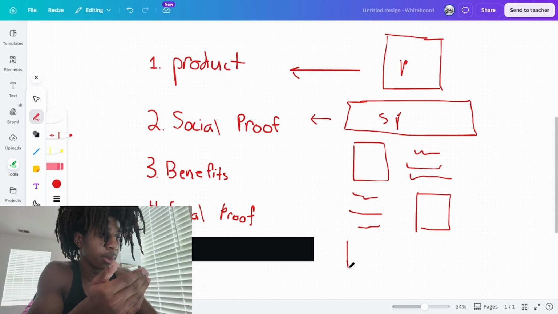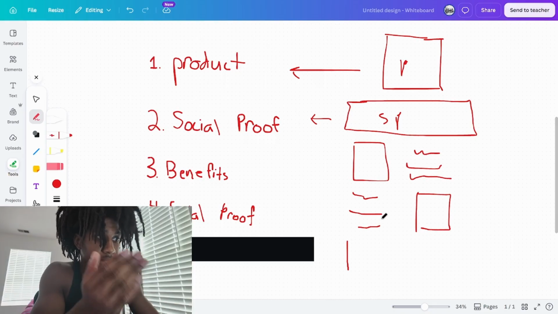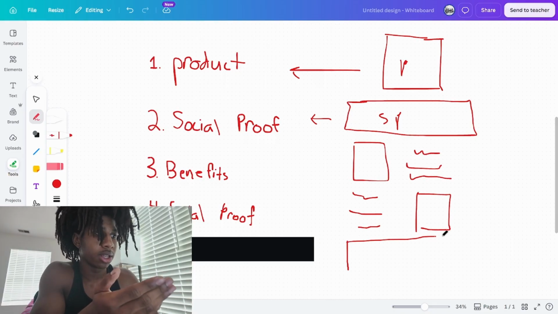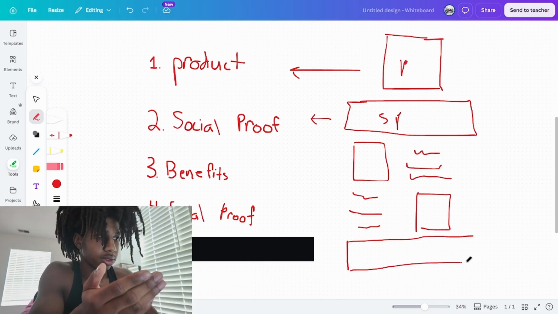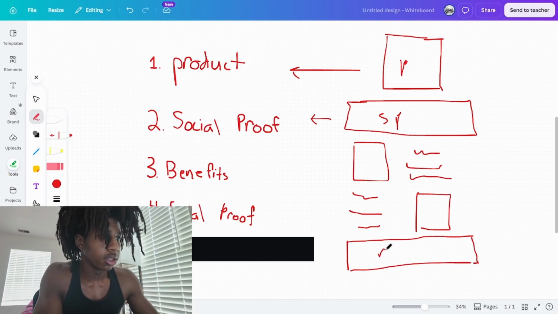The social proof under your benefits. What I like to do, because when you're selling something and you're in the initial phases, you don't need a complicated story. You really don't. So under the benefits, I literally just put reviews. That's a form of social proof, reviews, because they're coming from real people.